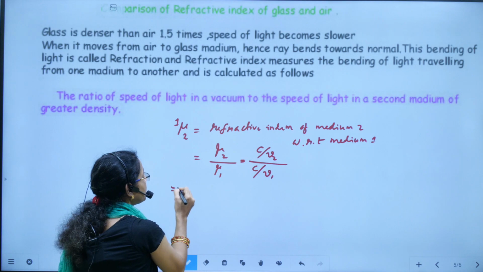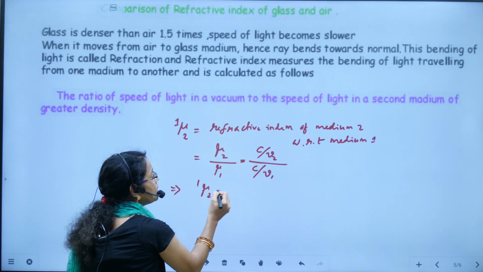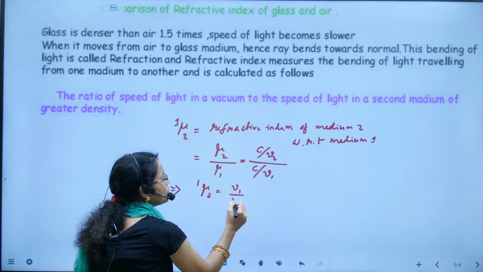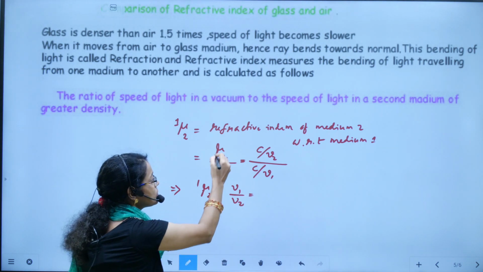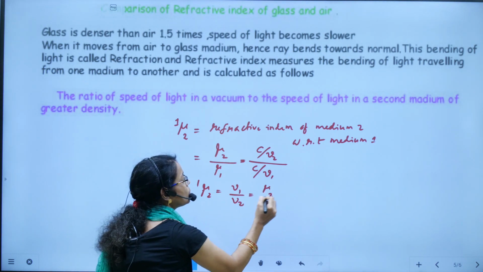So what we got here is a generalized formula: mu 2 1 is equal to V1 by V2 in terms of speed of light, or in terms of refractive index, that is mu2 by mu1.